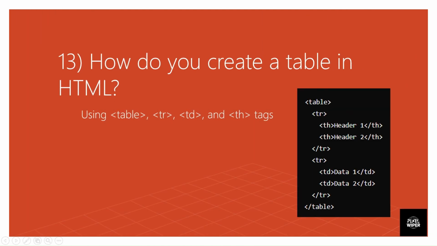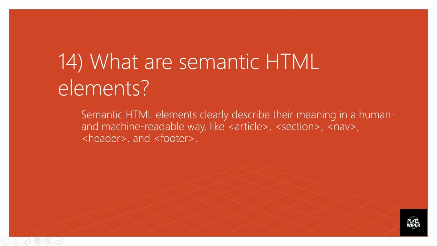How do you create a table in HTML? Using table, tr, td, and th tags. See the image for creating table structure. What are semantic HTML elements? Semantic HTML elements clearly describe their meaning in a human and machine-readable way, like article, section, nav, header, and footer tags.